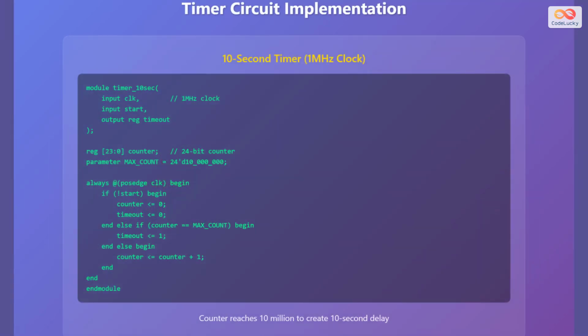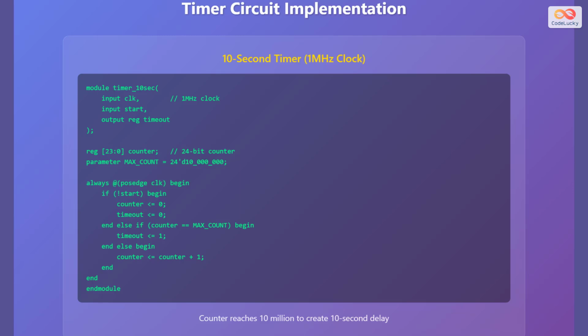Let's look at timer circuit implementation, which creates a 10-second timer using a 1 MHz clock. The module is named timer 10 seconds. It takes clock and start signal as inputs and outputs a timeout signal. A 24-bit counter is used. The maximum count is set to 10 million, that is 10 times 1 million.